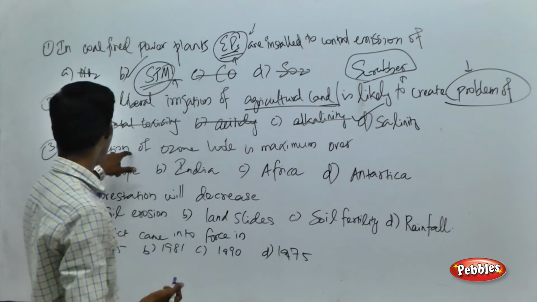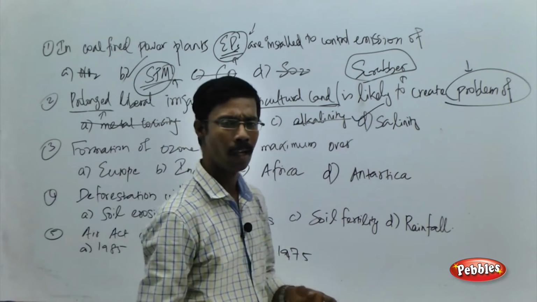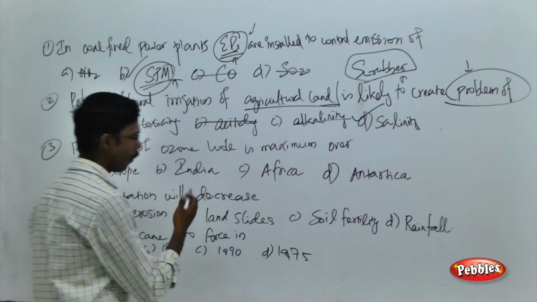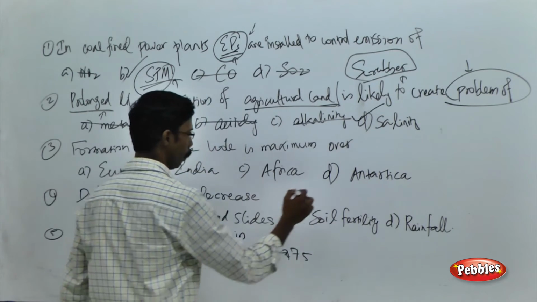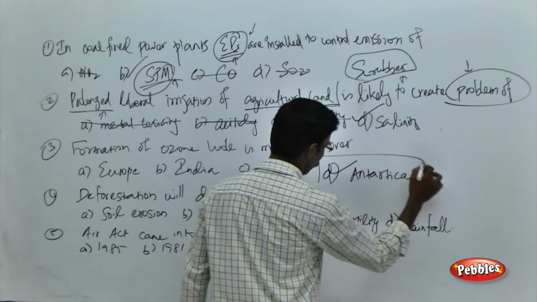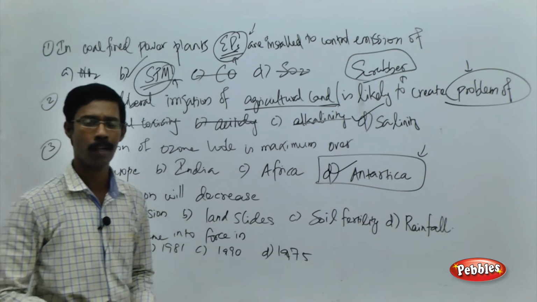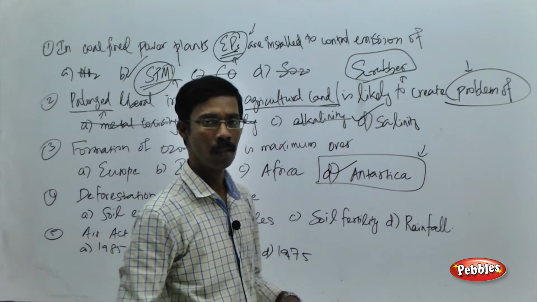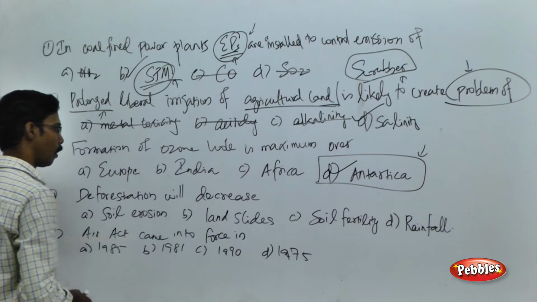Fine. See the next question. The formation of ozone hole is maximum over. This is a very direct and very easy question. See the choices: Europe, India, Africa and Antarctica. As we all know, the ozone layer is very thin over Antarctica compared to the remaining parts of the atmosphere. So the choice here is Antarctica.